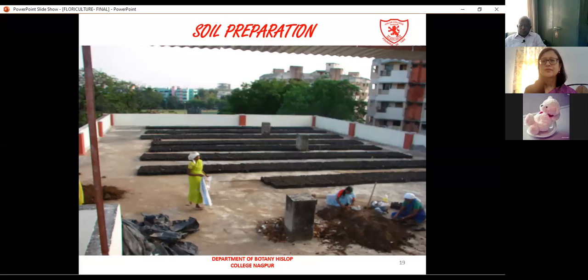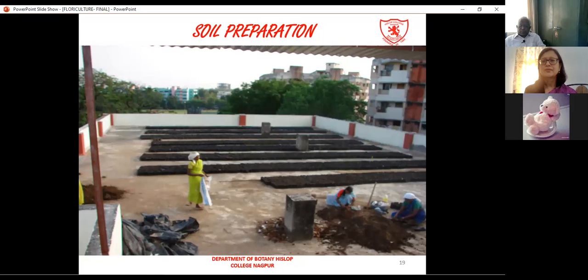So this soil is laid down in layers. This is spread out. Why do we spread it out? So that it gets maximum exposure from the sun. Thereafter, it is mixed with cow dung manure. How? A layer of soil followed by a layer of the cow dung manure.